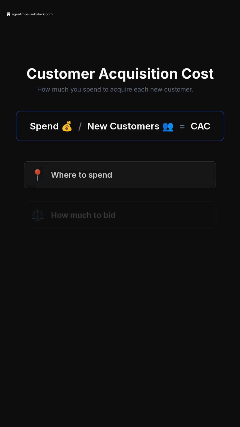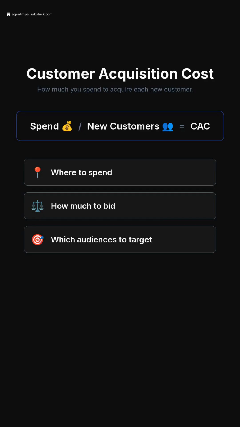Customer acquisition cost, how much you spend to acquire each new customer. The decisions that drive CAC, where to spend, how much to bid, and which audiences to target. Marketing leaders deploy media optimization agents that continuously analyze campaign performance across channels, reallocate budget in real time, and adjust bidding strategies to minimize waste. The agent doesn't wait for your weekly report. It acts on signals as they emerge.